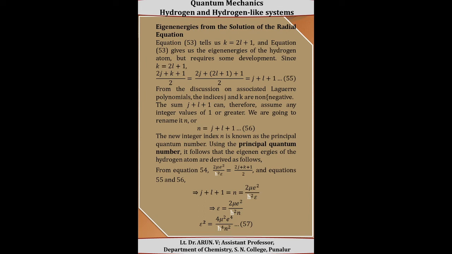That is, from equation 54, 2μe²/(ħ²ε) is equal to 2j + (k+1)/2. From equations 55 and 56, we can write j + l + 1, that is equal to n, that is equal to 2μe²/(ħ²ε), so ε is equal to 2μe²/(ħ²n), and ε² is equal to 4μ²e⁴/(ħ⁴n²).